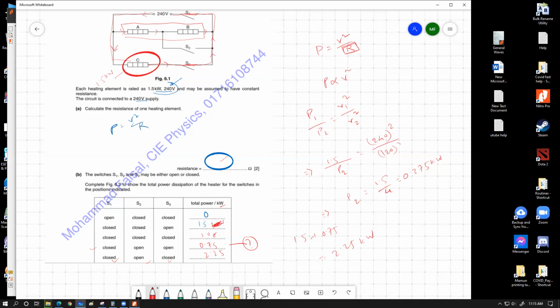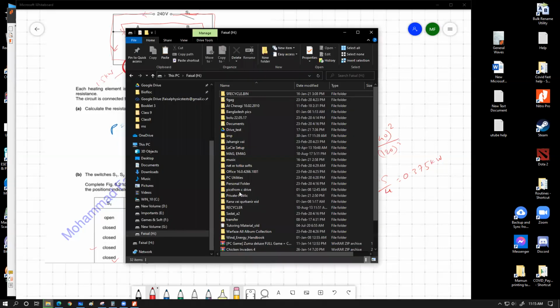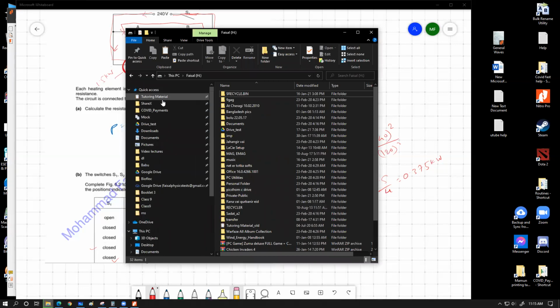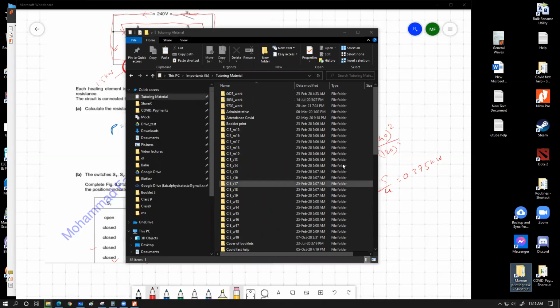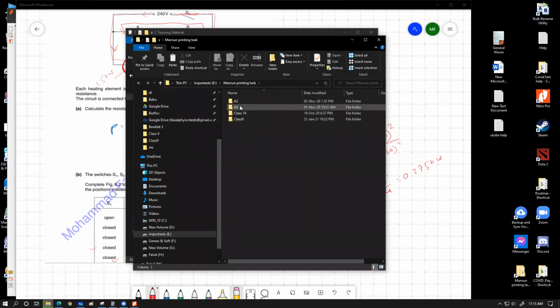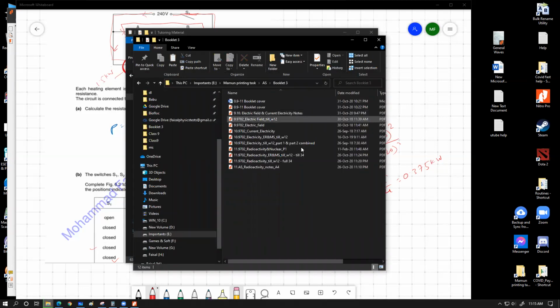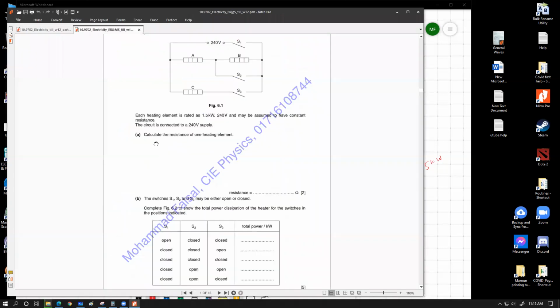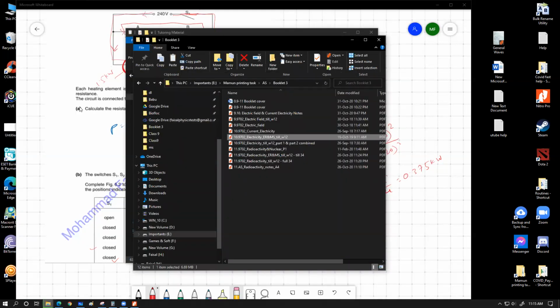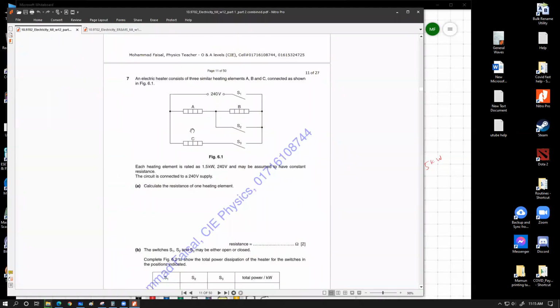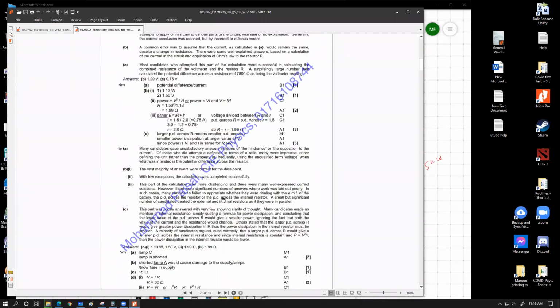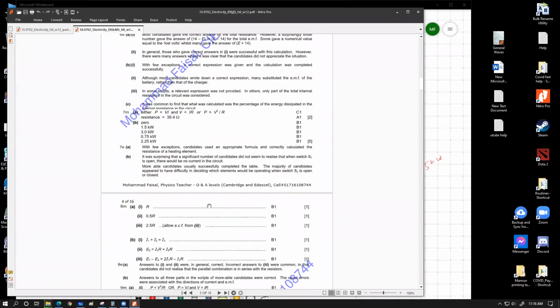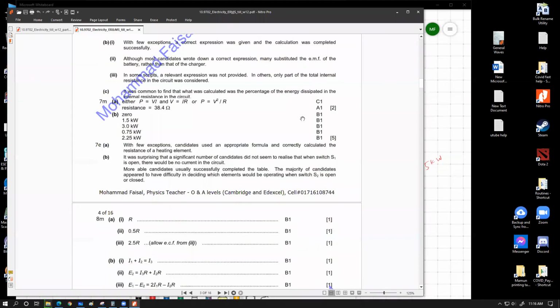If you have a look at the mark scheme for this question, there can be some pretty interesting stuff. Let's have a look at the mark scheme for this one. This was question number 7. So have a look. They have simply given these 5 values, and that's all that mark that you get.